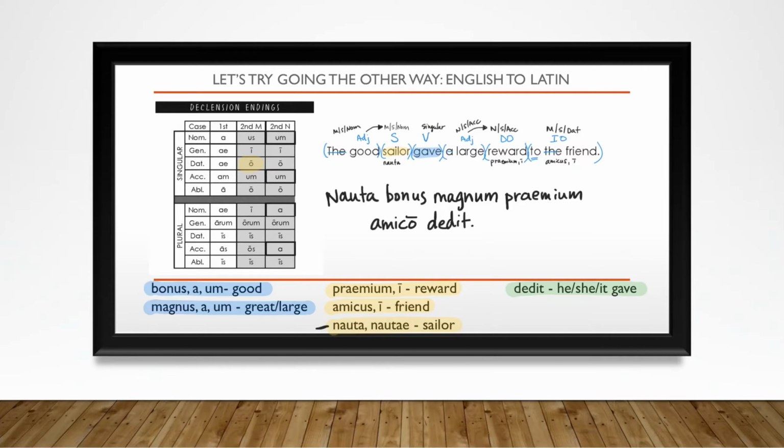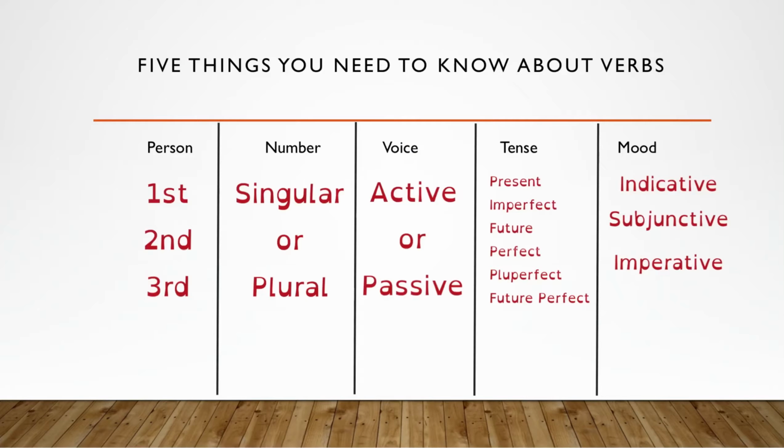Great job, guys. Now we're going to talk about my favorite thing to translate, which are verbs. So remember, just like nouns, with nouns we had 3 things we would find about nouns. Well, for verbs, there are actually 5 different things we learn about verbs. But thankfully we don't have to worry about all of these. We're just going to be focusing on a few at a time.